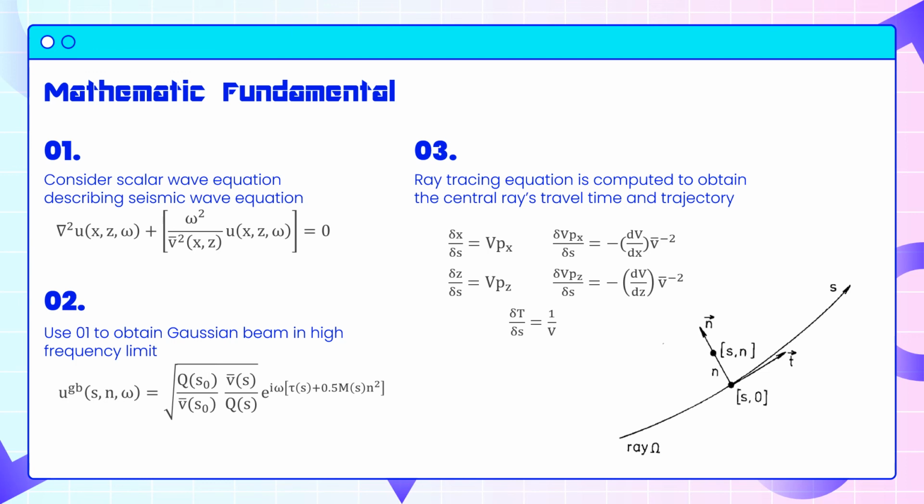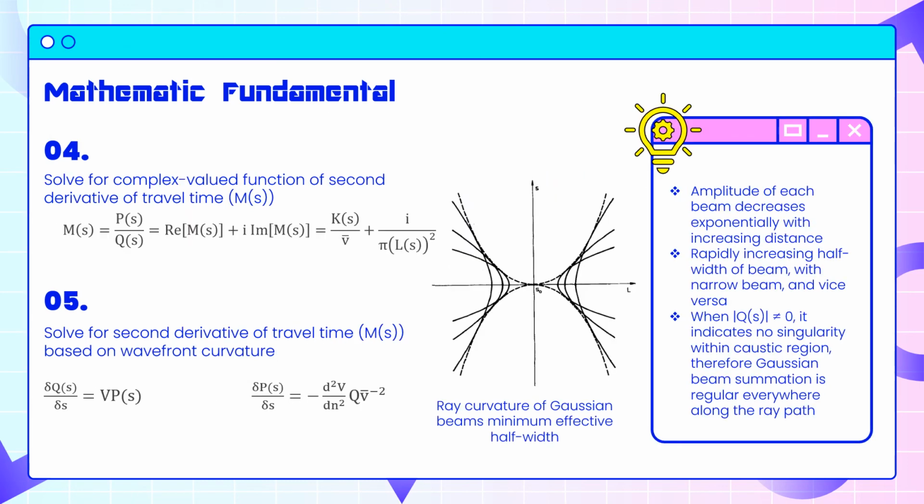Tau is travel time, v is velocity, and M is the second derivative of travel time with respect to coordinate n. The ray tracing equation is computed to obtain the central ray's travel time and trajectory, as shown in equation 3. The complex-valued function M can be written as shown in equation 4, where K is the Gaussian beam front curvature, and L is the Gaussian beam half-width at a frequency of 1 Hz. M can also be computed based on wavefront curvature, as shown in equation 5.